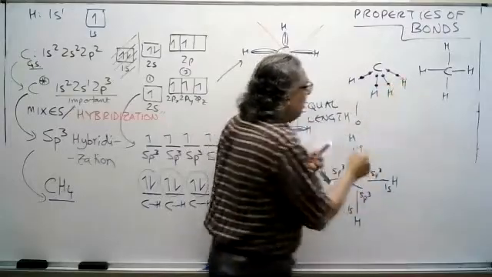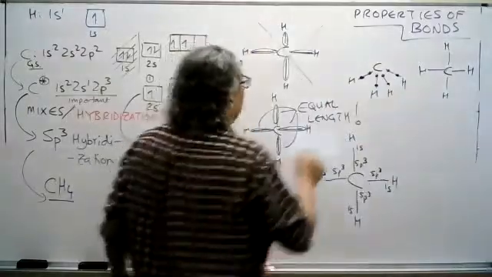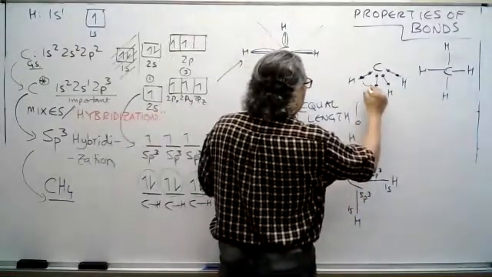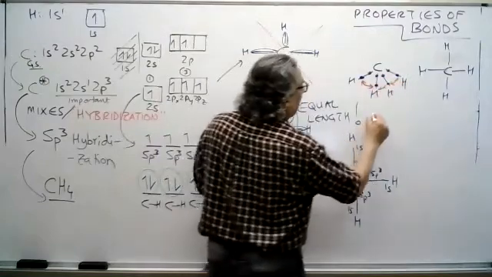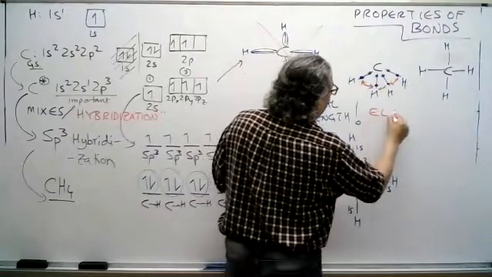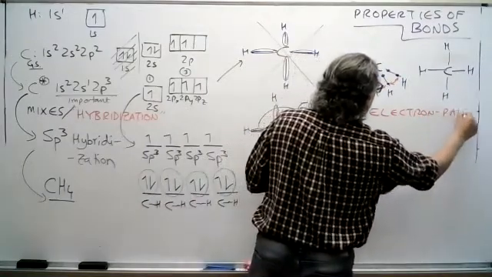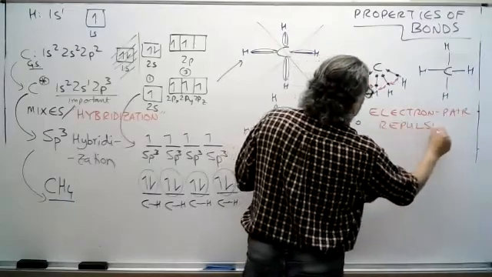Okay, and the pair of electrons are repelling each other. There is tremendous repulsion. Repulsion here, repulsion here, repulsion here. That's called electron pair repulsion.